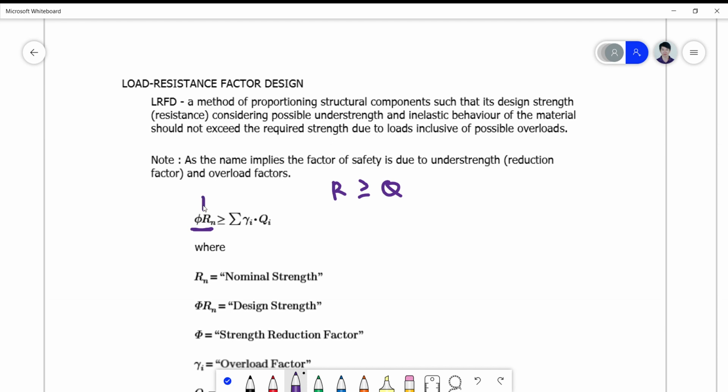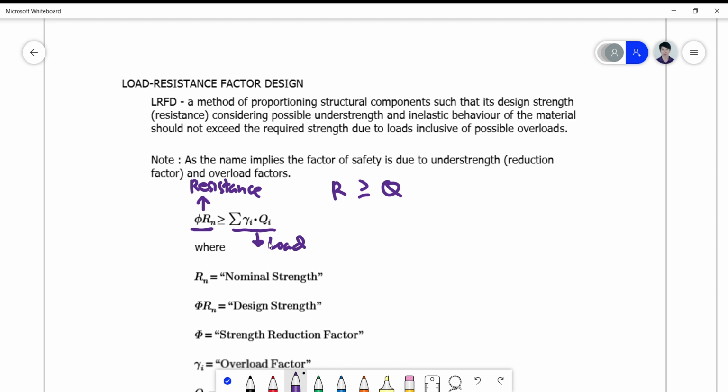Okay, so this refers now to your resistance or strength, and this summation gamma i Qi refers now to your load or load effects. Okay, so the summation gamma i Qi was involved since we all know that loads are coming from different sources like dead, live, earthquake, wind, flood, rain, water, earth pressure, temperature, etc.